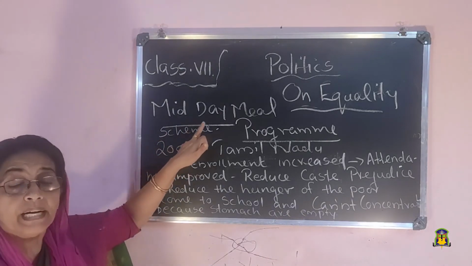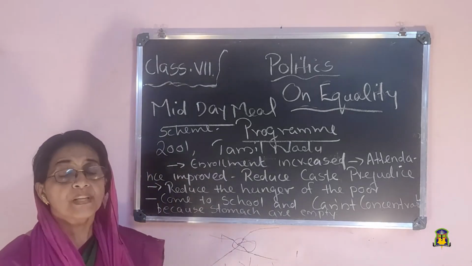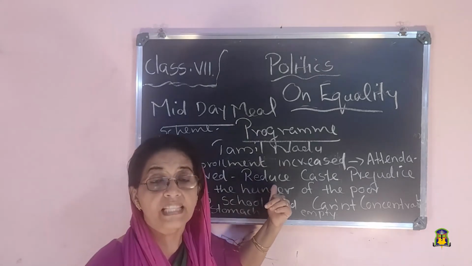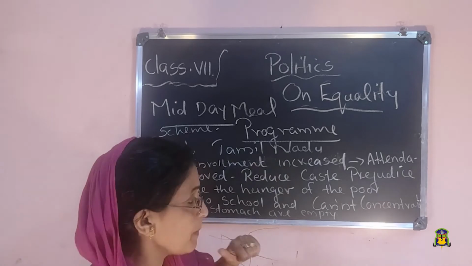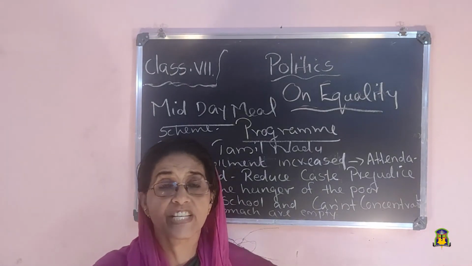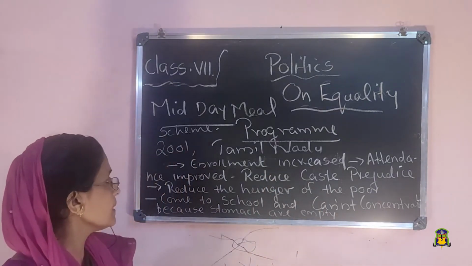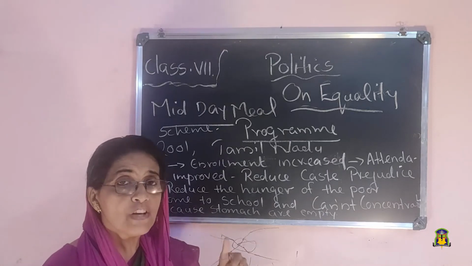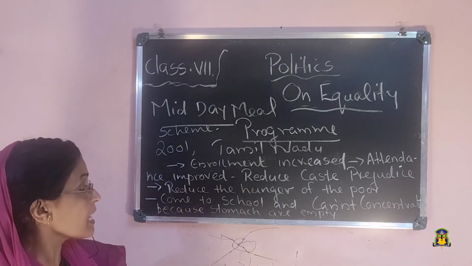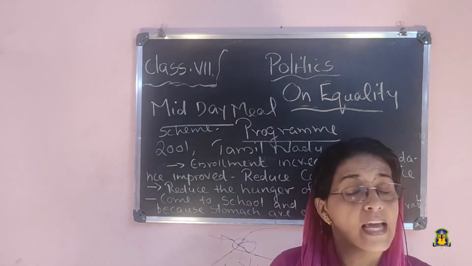After this midday meal program, the enrollment of children increased very well. At the same time, teachers have the opinion that attendance has also improved a lot after the government introduced this program. And it reduced caste prejudice because all the children of all sections of life sit together and have their lunch. Another benefit is that it reduces the hunger of the poor. Often, they come to school and cannot concentrate. Why? Because most often, their stomachs are empty.